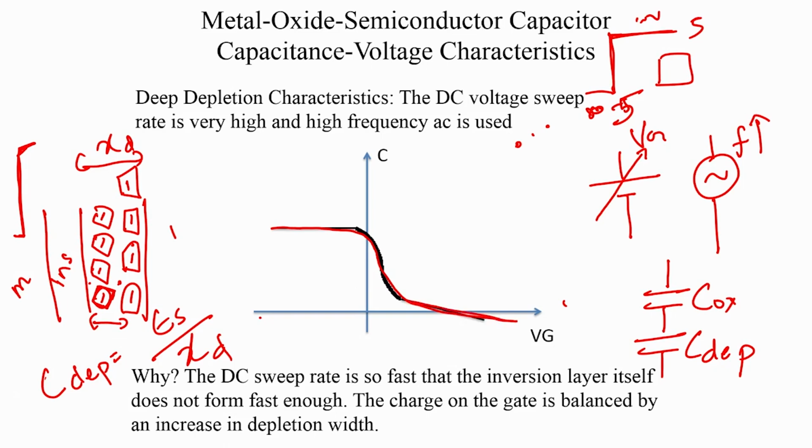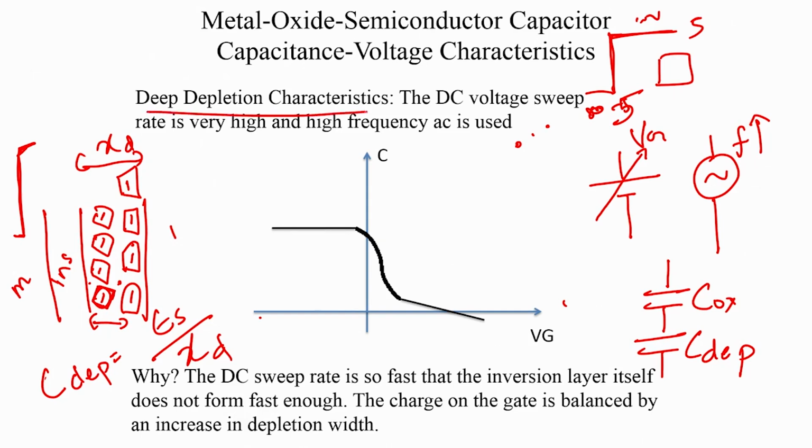Okay, the capacitance keeps going, keeps heading low. It does not flatten because there are no electrons present. So, to summarize these three characteristics, what is the difference between high frequency and deep depletion? This characteristic is called the deep depletion characteristic.